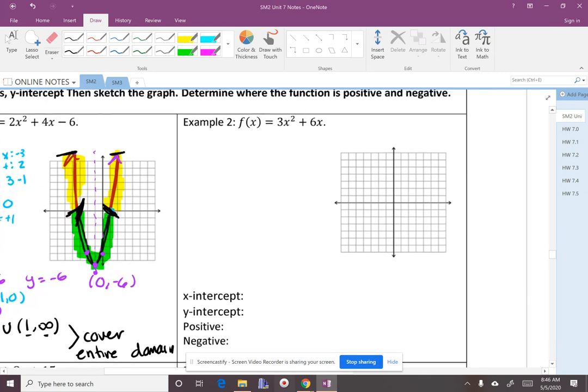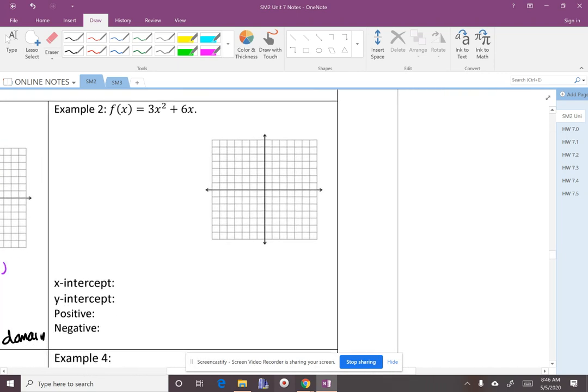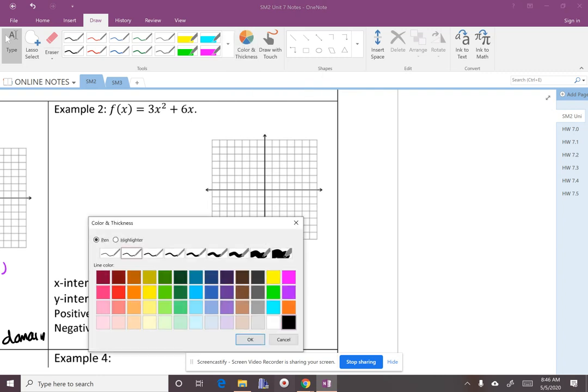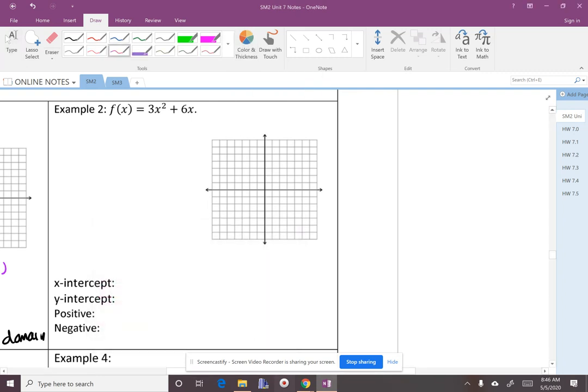Okay, here's the next example. Same thing. I'm going to find my x-intercepts. Okay, so how I do that is I take y and plug 0 in for it. So I get 0 equals 3x squared plus 6x. And I see that x squared, so I know I'm going to have to factor. So first step in factoring is to find a GCF if I can. And I get 0 equals 3x times x plus 2.